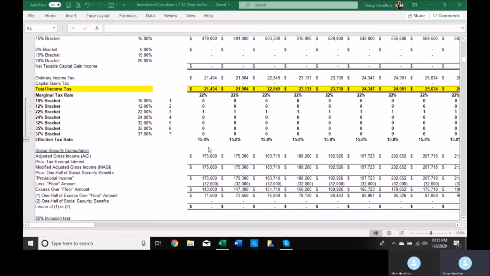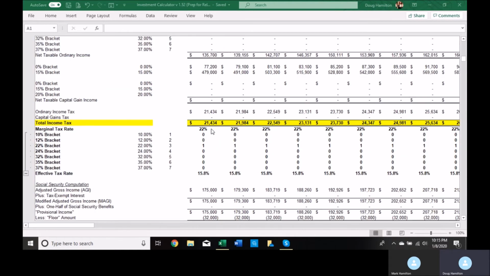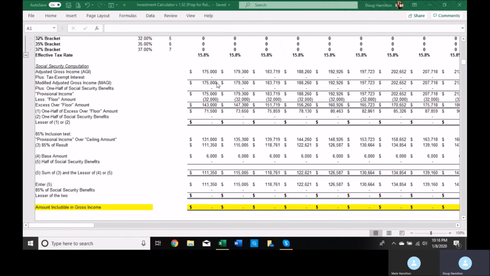And so you'll see here, again, it's figuring the 22% tax bracket, and it's also figuring the effective tax rate, which is basically your average tax that you're paying based on the income and the amount of taxes that you're paying. Most people are more familiar with the marginal tax bracket, the marginal tax rate. That again is the highest tax bracket that you're in with your last dollar. It will go through and do the Social Security computations for you.